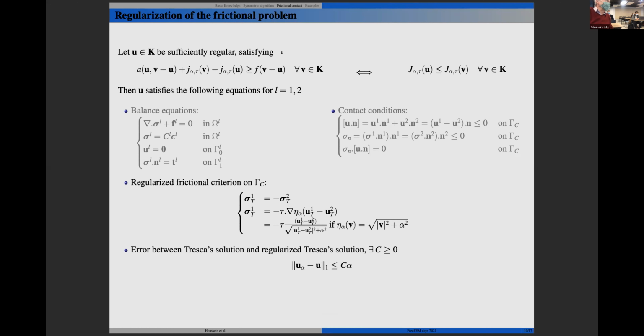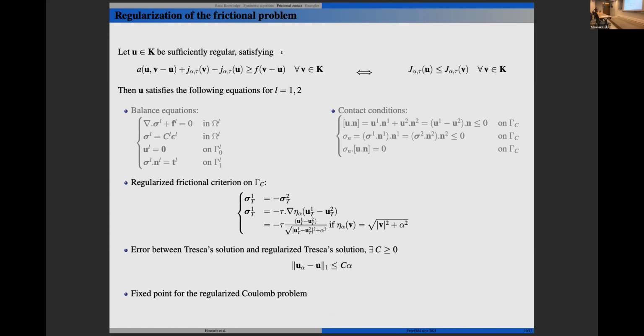Yes, the error between the Tresca solution and the regularized Tresca solution can be given by this inequality, which depends on alpha. Also, the regularized problem can be given by the fixed point of the same application. Therefore, our regularized problem will be a sequence of regularized Tresca problems, therefore a sequence of minimization problems which are smooth enough, where we can use, for example, the interior point method in order to solve it.